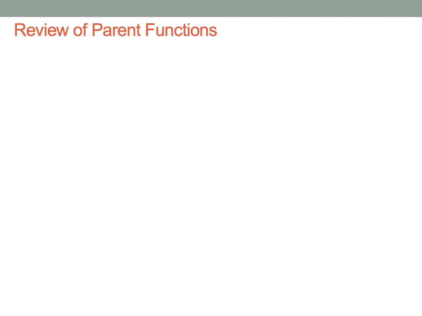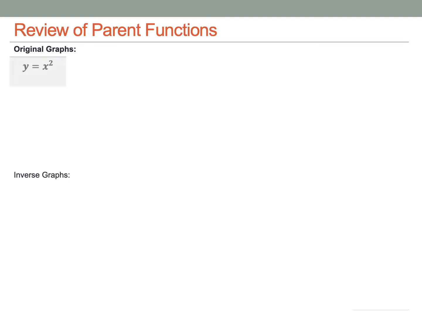So, review of parent functions. Like I said, we'll break it down to original graphs and inverse graphs. The first one that we're going to talk about is the parabola, y equals x squared. So this is the parent graph for parabolas, right? As you know, it looks like this. Then the domain is all reals, and the range is y is greater than or equal to 0.